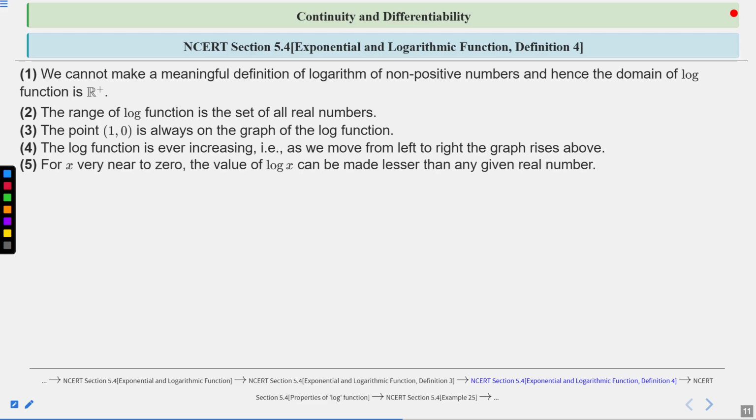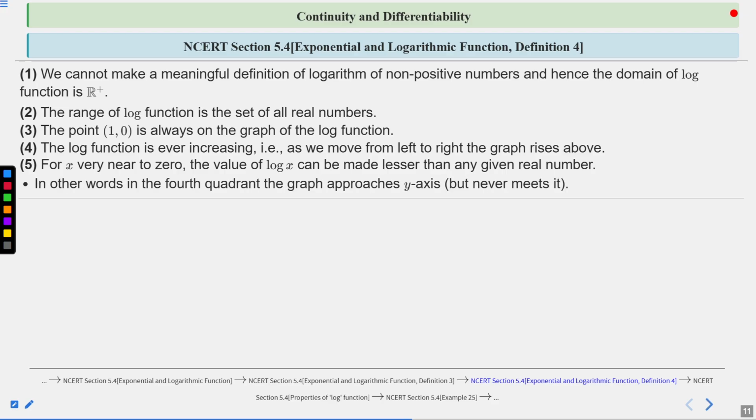For x very near to 0, the value of log x can be made lesser than any given real number. So in other words, in the fourth quadrant, the graph approaches the y-axis but it actually never meets it. Okay, let us move to the next part.